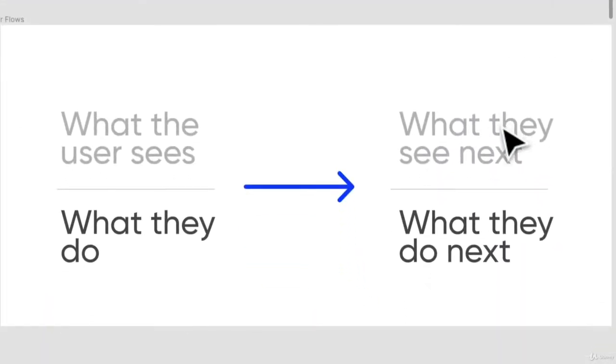So let's scroll down here a bit. This was created by Ryan Singer, and he created this great shorthand for user flows. He actually calls them UI flows, but same thing. What the user sees, what they do next, and the next step is what they see next and what they do next. That's how simple it is. So you should think of your current screen as what the user sees and what they need to do. And that arrow over here will lead to the next screen, and there they'll see what they see next and what they need to do next.